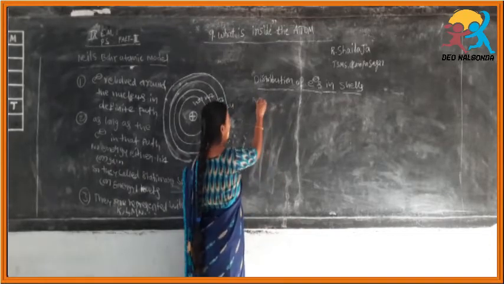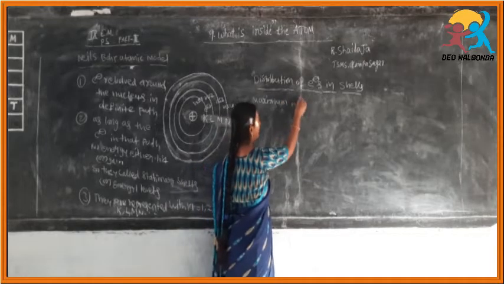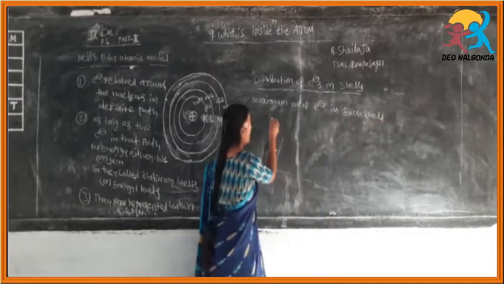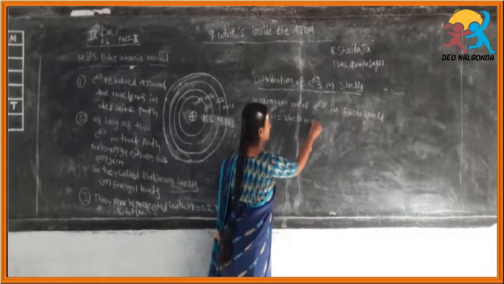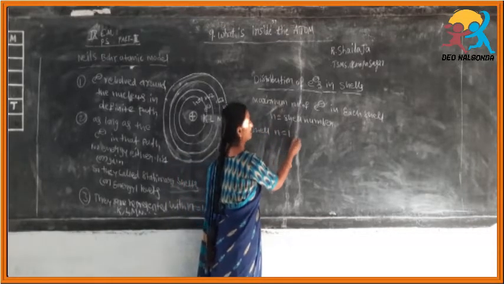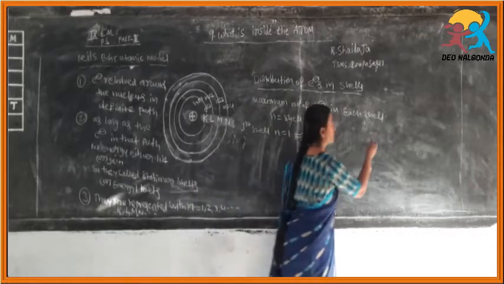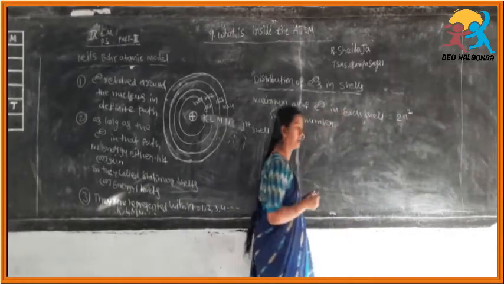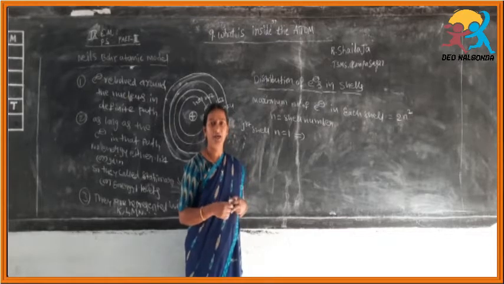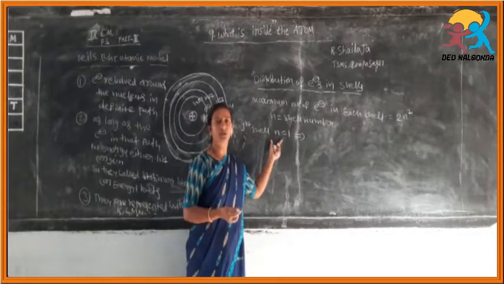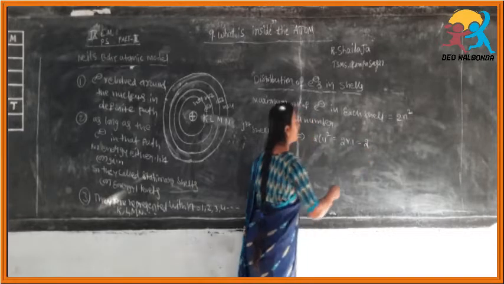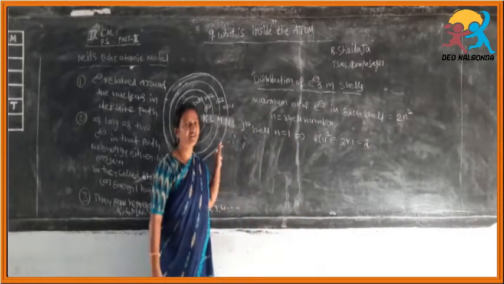The maximum number of electrons in each shell, where n is the shell number. For example, for the first shell, what is the n value? 1. So the maximum number of electrons in a given shell is 2n square. What does n mean? Shell number. Suppose in the first shell, n equals 1. So 2 into 1 square, 2 into 1, it is 2. Maximum two electrons we fill in the first shell.